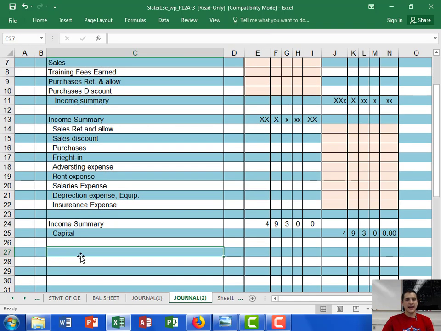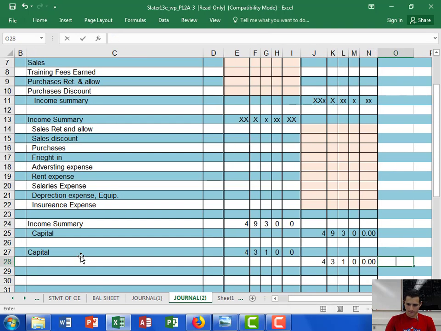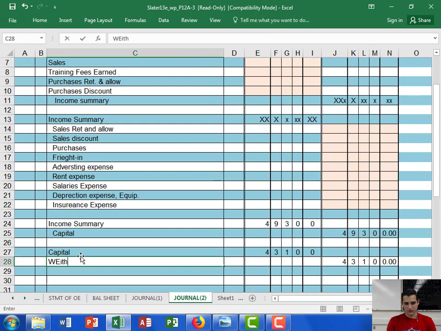And then finally, you're going to have that last temporary account, which is going to be withdrawals. So then you're going to debit into capital whatever amount it is of withdrawals. I'll go ahead and give you this number. This number is going to be 43,100. And then you're going to credit it out of withdrawals because you're closing withdrawals.